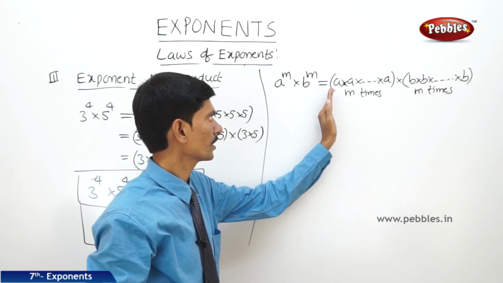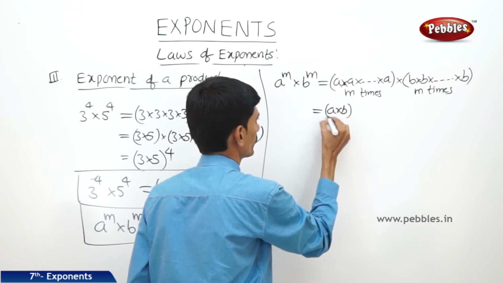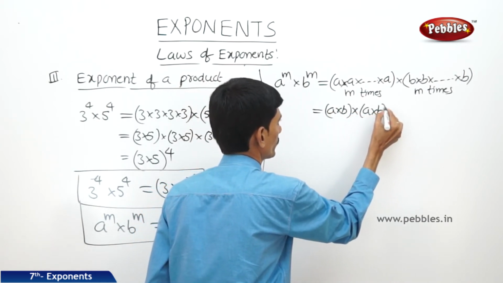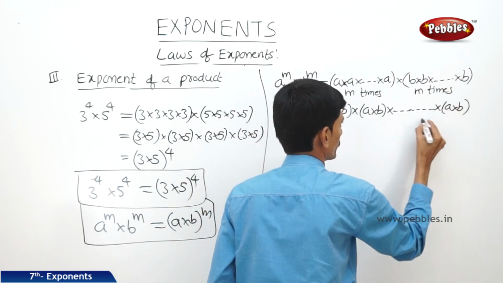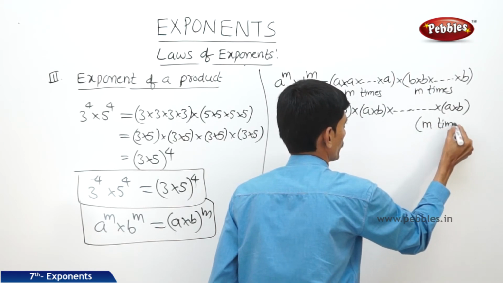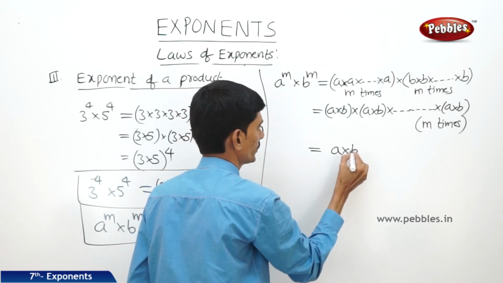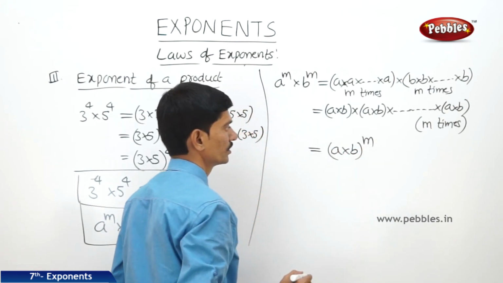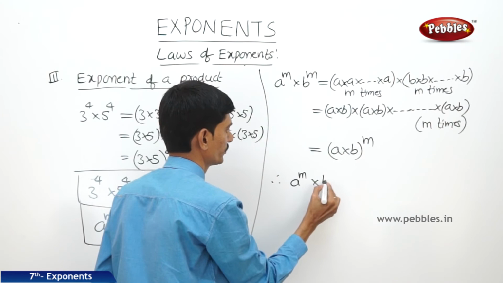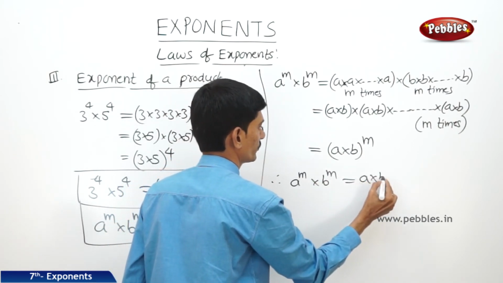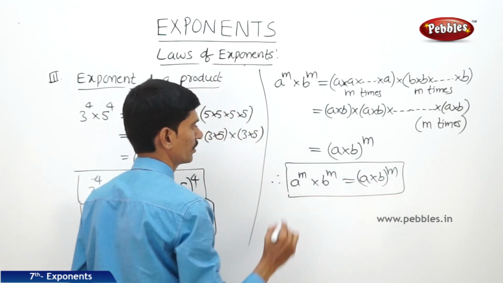So if you club these two products, then we get a into b into a into b up to a into b. So this is also multiplied m times. If a into b is multiplied m times, then we write a into b whole to the power of m. So therefore we can write a to the power of m into b to the power of m equals a into b whole to the power of m. So this is the third law of exponents.